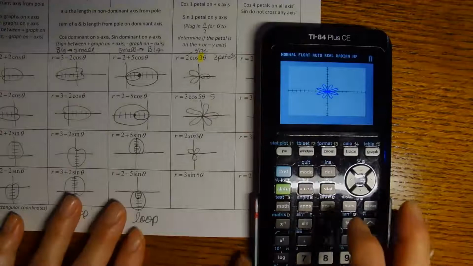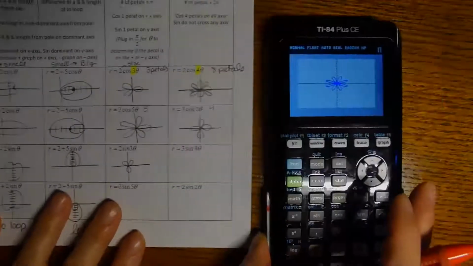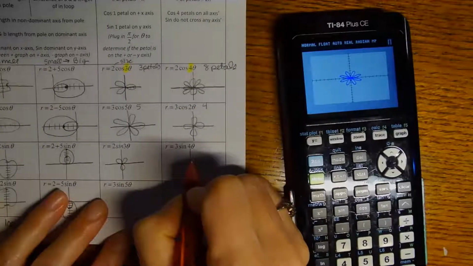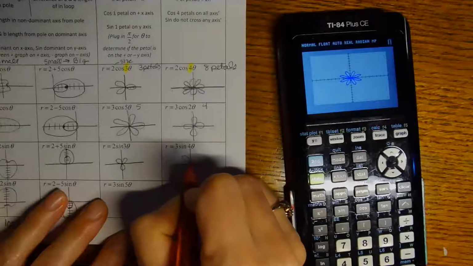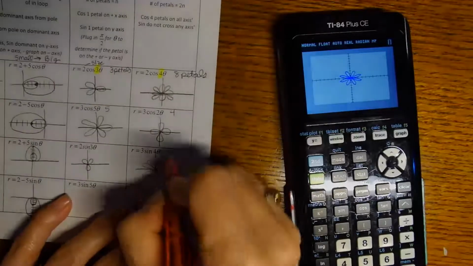What do you notice, though, about the petals? I want you to tell me a difference. Look at cosine. Look at your little sketch. Look at cosine versus sine and tell me the big difference. Yes.